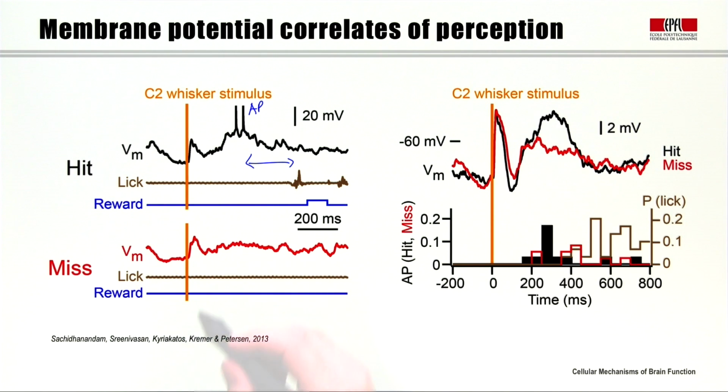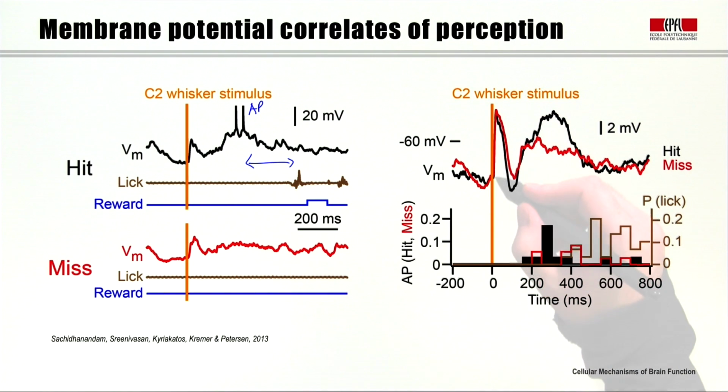Down below, we see a miss trial. We give the same identical stimulus. It drives a depolarizing sensory response, but the late component seems to be less obvious, and of course there's no licking and no reward. It's a miss trial. These are just two individual trials, but they turn out to be representative of the average trials for this particular recording. And so here we take all the hit trials together and average them into the black trace. We take all the miss trials, average them together into the red trace.